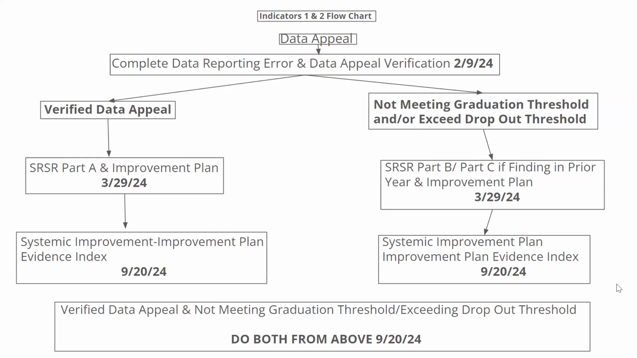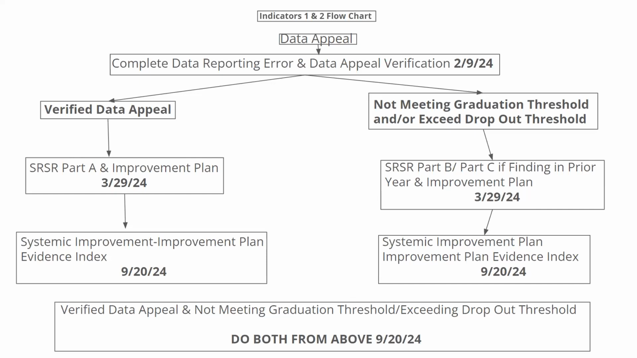This flow chart is something that we created just to help summarize the overall process for indicators 1 and 2. As we had mentioned, if you believe you have a data appeal, that it was inaccurate data that led to the finding, you will complete that data reporting error and data appeal verification form and submit it by the 9th of February.